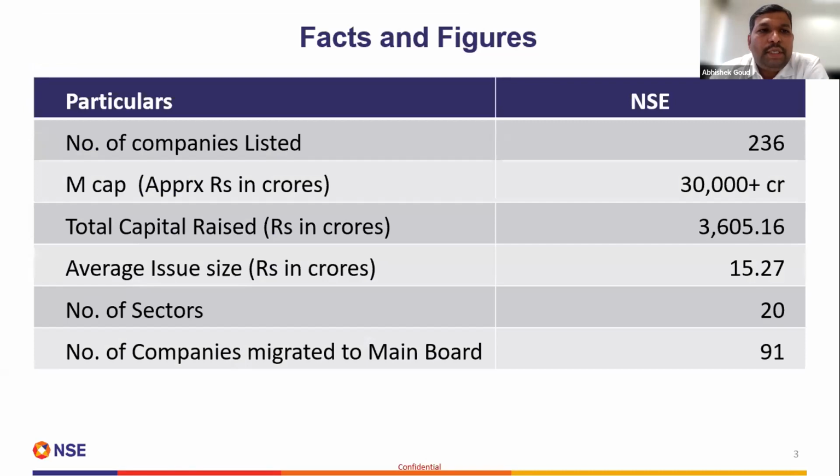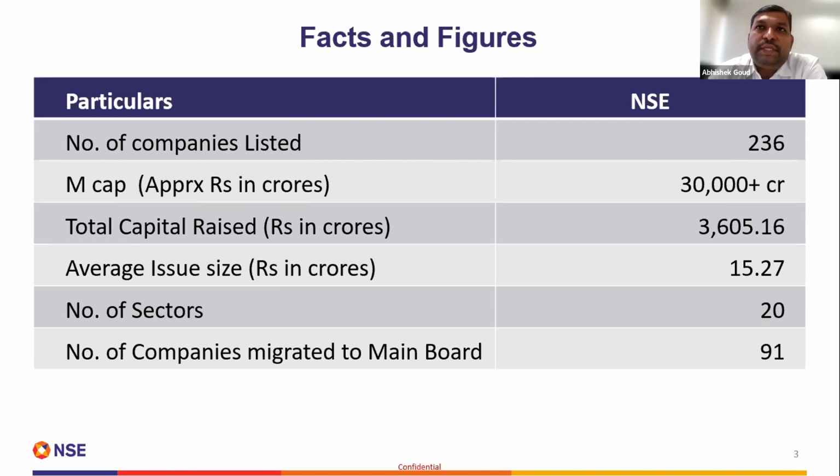As I was talking about the numbers, today in NSE we have around 236 companies already listed. And as we speak today, we already have a company from Visakhapatnam which has opened its IPO, and it seems to be fully subscribed. In terms of the market capitalization of all the 236 listed companies, it is more than 30,000 crores. So you can understand the kind of value these SMEs have created over a period of time.